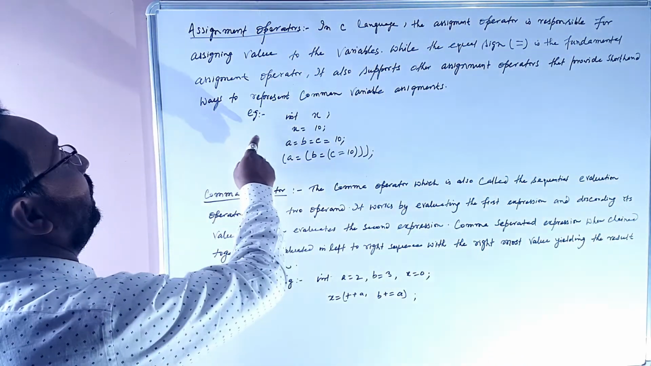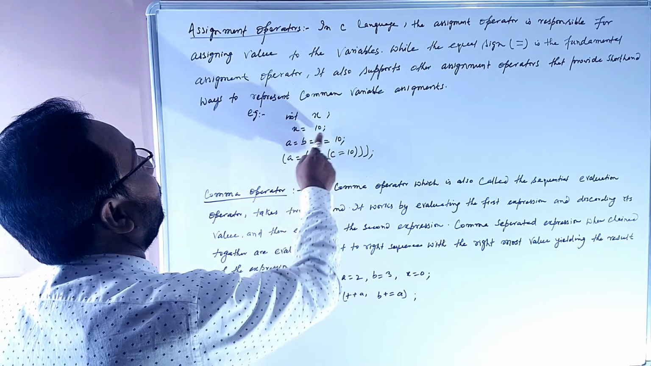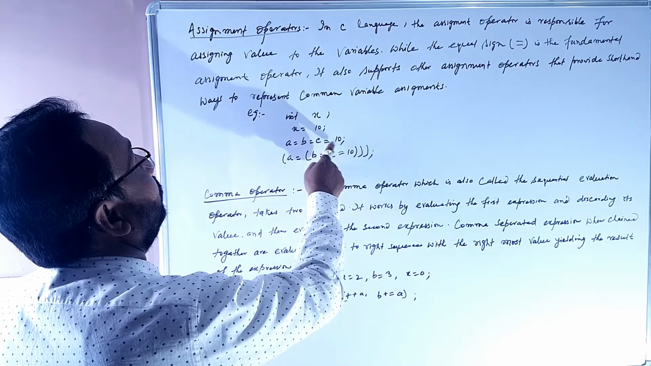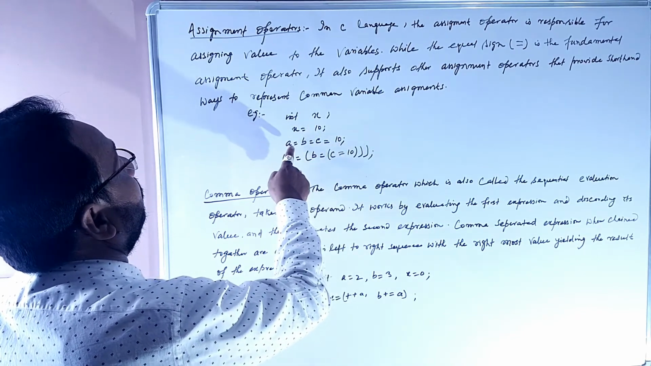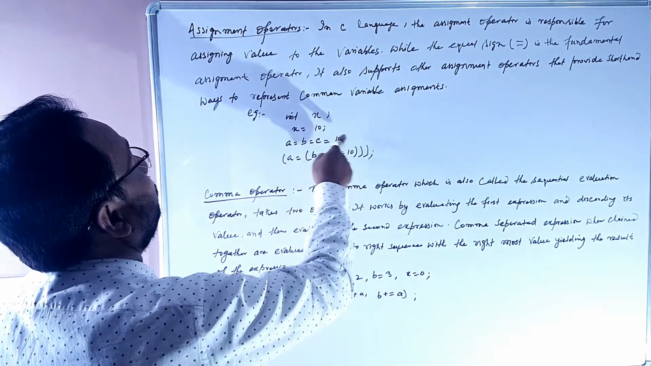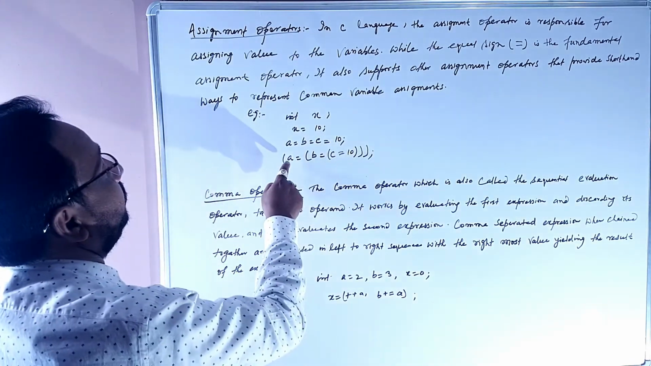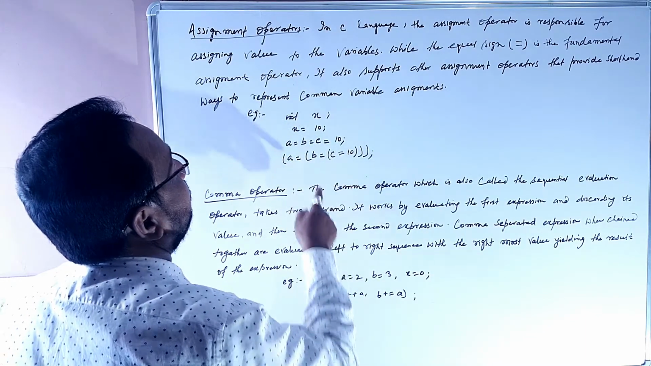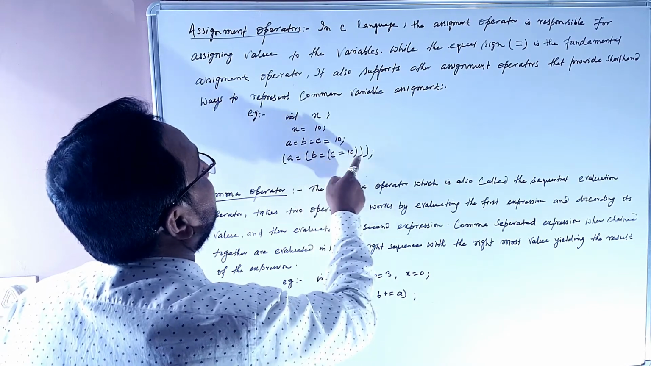Here, for example, integer x is equal to 10, a is equal to b is equal to c is equal to 10. This means a is equal to 10, also b is equal to 10, and c is equal to 10. It is a shorthand assignment operator. Here, a is equal to 10, b is equal to 10, and c is equal to 10. Here is also a is equal to 10, b is equal to 10, and c is equal to 10.